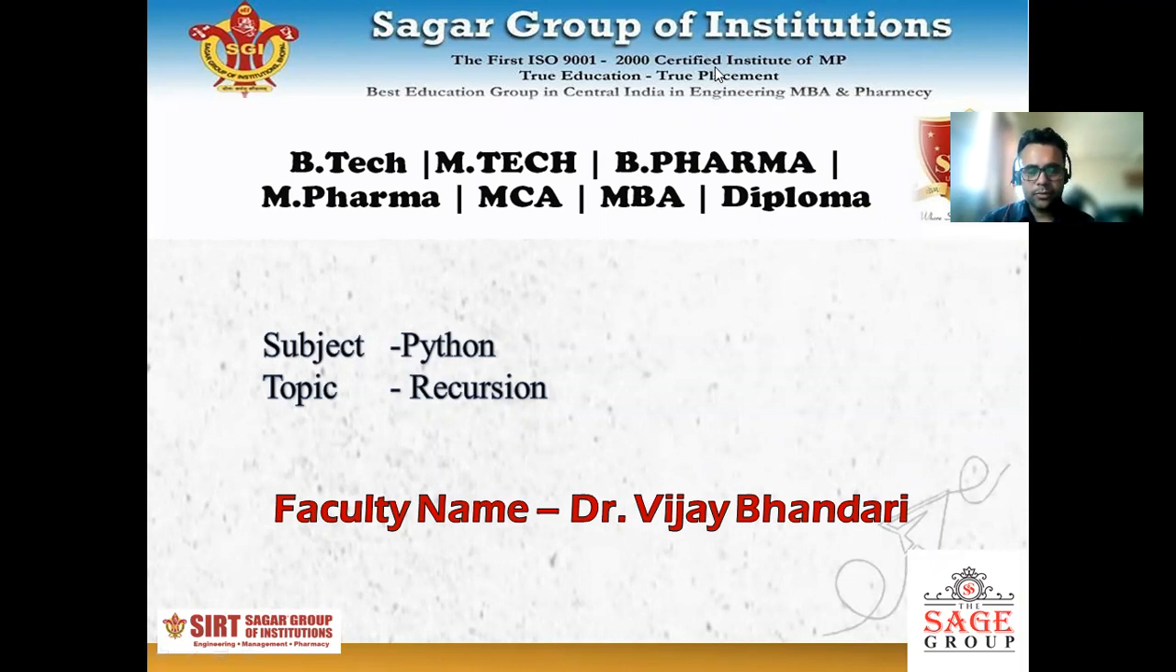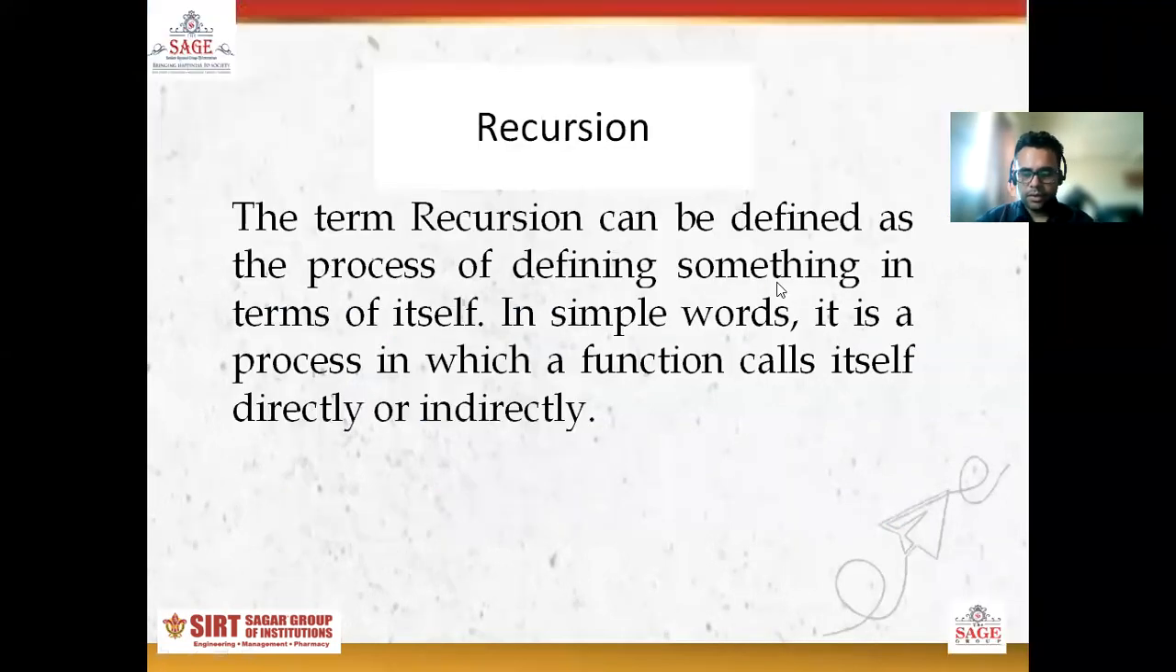Now, let's move to the next slide. The term recursion can be defined as the process of defining something in terms of itself. Simply put, it is a process in which a function calls itself directly or indirectly. We know that functions can call other functions. It is also possible for a function to call itself. These types of constructs are termed recursive functions.